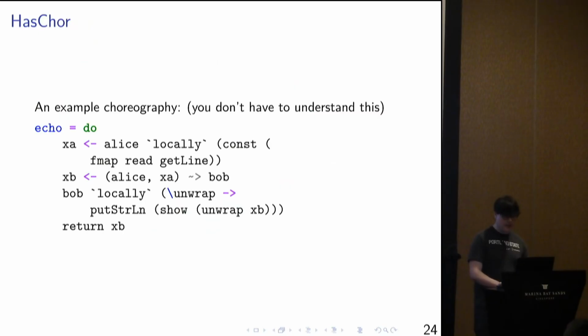Here's an example choreography, just so you can look at one for a little bit. You don't really have to understand this, but you can see there's Alice and Bob get talked about, and this is a version of the echo example I had earlier, but in this case, Alice is the one to read an input, which gets sent to Bob, and Bob's the one that writes it.